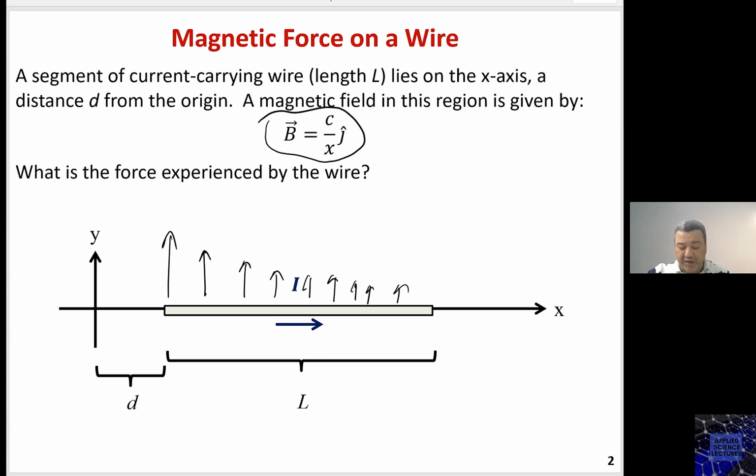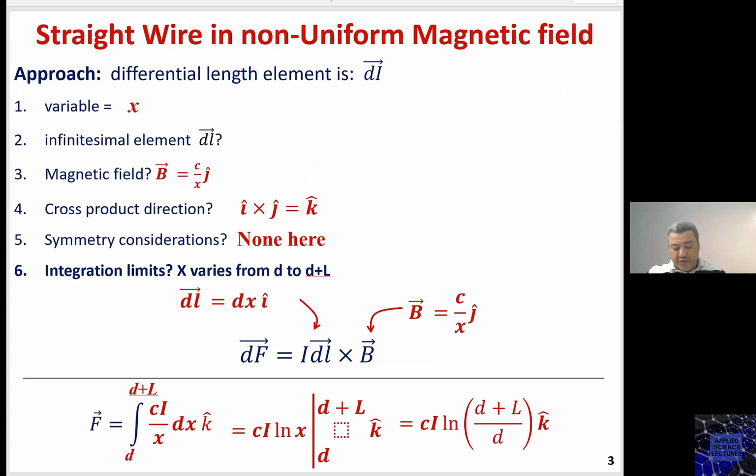So here we need to calculate the force experienced by the wire. How do we do this? The first thing we need to define is the variable. What is our variable for this case? You can see that our variable is x. And what is the infinitesimal element? It is the dl along the x-axis, which is basically going to be dx i hat. What is the magnetic field? The magnetic field is given by this expression.